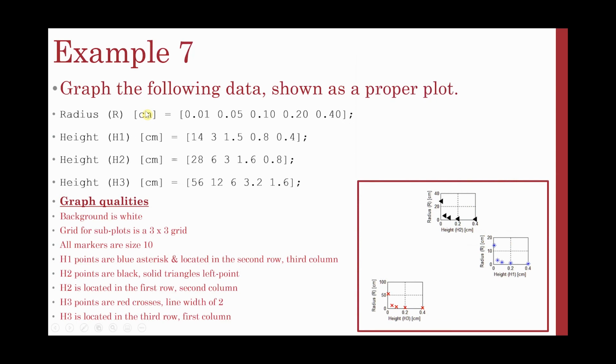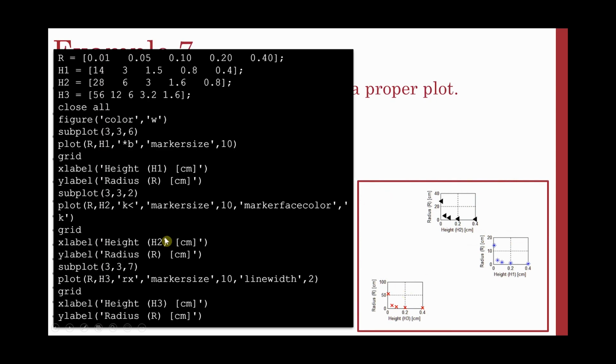So in this example, we're trying to create a figure that has 3 subplots on it. So first you have all of your data. We're going to close any open figures. We're going to create a figure with a background color that is white. We're going to create a subplot with 3 rows, 3 columns, and this first one is in position 6, so it's 1, 2, 3, 4, 5, 6. We're going to use our plot commands. We're going to plot R, H1, we want them to be blue asterisks. We're going to make the marker size 10. We're going to turn on our grid.